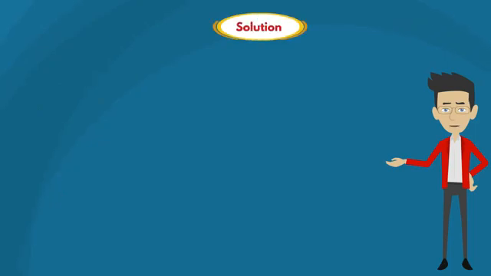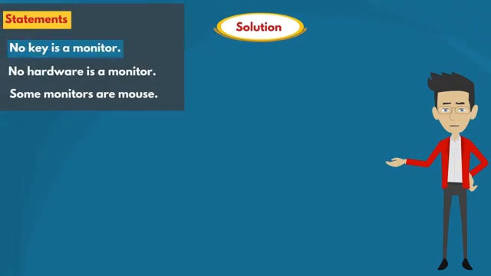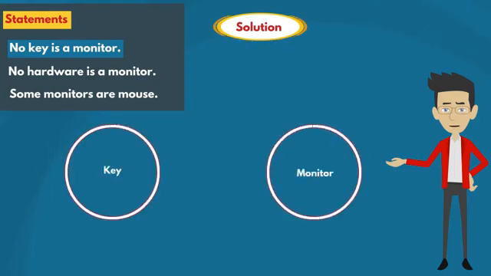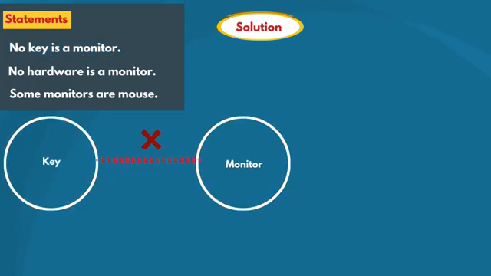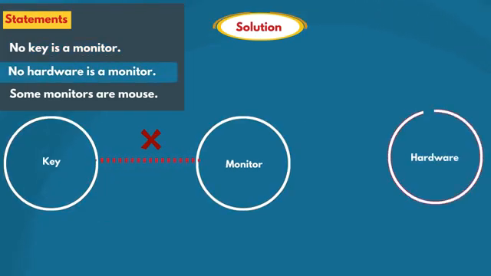Let's see the solution. First, draw the basic Venn diagram for the given statements. First statement. No key is a monitor. Here, this circle represents key and this circle represents monitor. Here, no key is a monitor. Next statement. No hardware is a monitor. Here, this circle represents hardware and this circle represents monitor. Here, no hardware is a monitor.